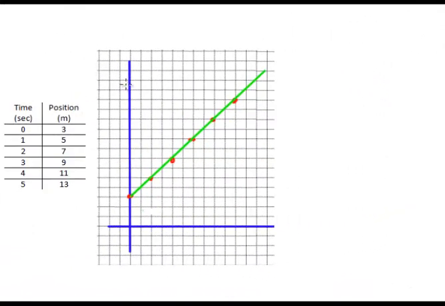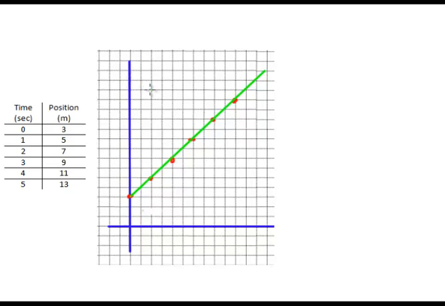Here's a position time graph that we can look at, and we want to answer those three objectives. What is the displacement? Is this accelerating or not? And can we find the velocity at any moment? So first question is, what is the displacement?